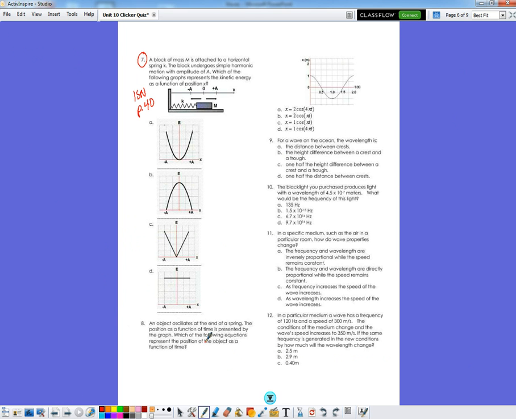Alright, next, number 8. An object oscillates at the end of the spring. The position as a function of time is presented by the graph. Which of the following equations represents the position of the object as a function of time? So again, this one is a simple harmonic motion. And we know that the general equation for the simple harmonic motion is this one. And we know that the x and the t never change. Not really never change in the equation, because the x and t are dependent on each other. As you change the time, the x is changing.